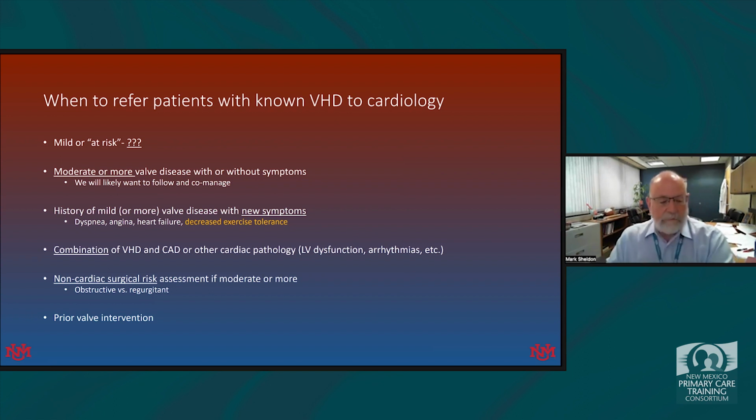And then if any of your patients have had prior valve intervention, whether it's balloon valvuloplasty or replacement or a MitraClip or something like that, we should be co-managing them with you.